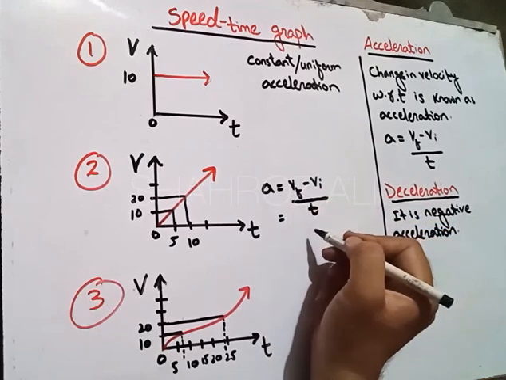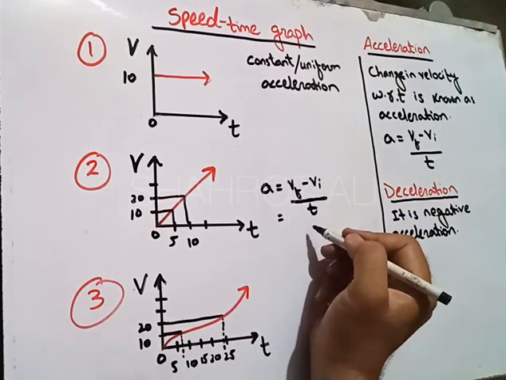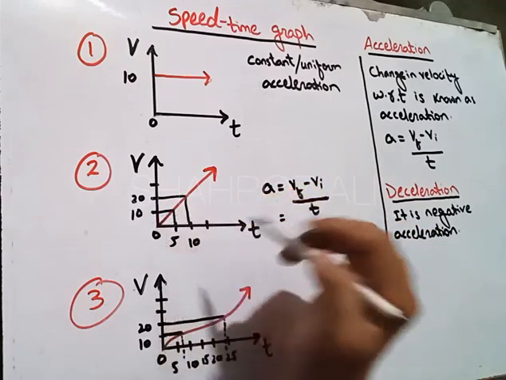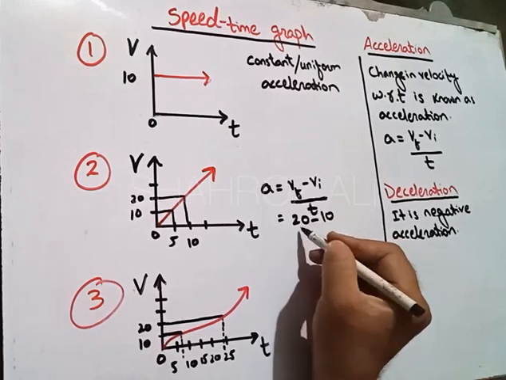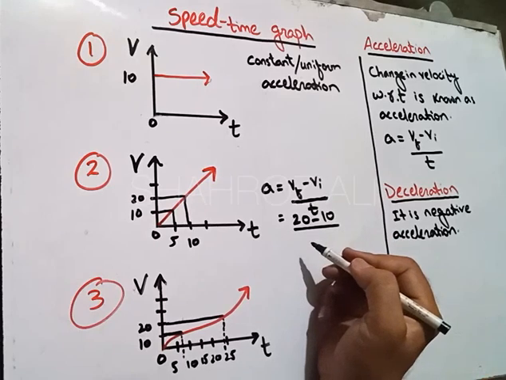Simply, what is the final velocity? Final means the ending point. You will take this final and this is the initial point. Just simply write 20 minus the initial point, which is 10. What is the time? How will you write the time?